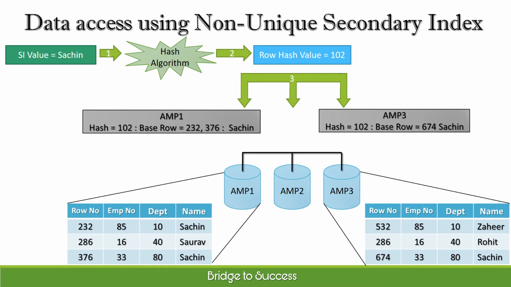Each participating AMP locates the row IDs of the base rows corresponding to the hash value. In this case, the base rows corresponding to hash value 102 are 232 and 376 in AMP1, and 674 in AMP3. The participating AMPs access the base table rows, which are located on the same AMP as the index subtable. The qualifying rows are sent over the BYNET to the PE, and the PE sends the answer set on to the client application.